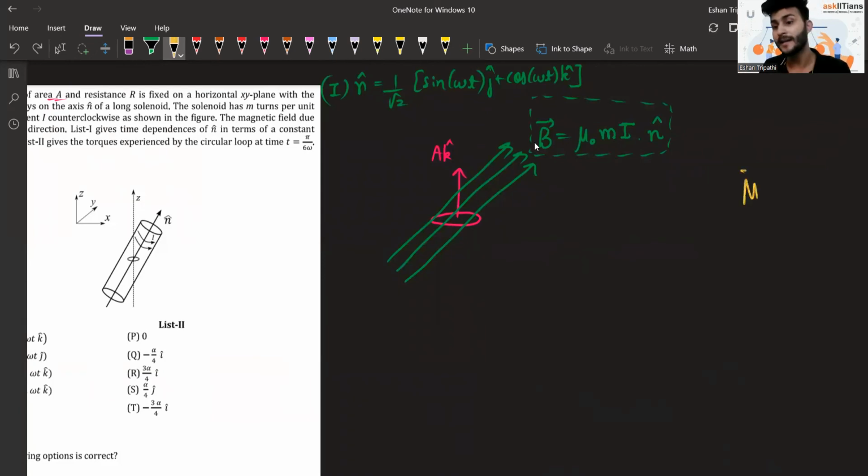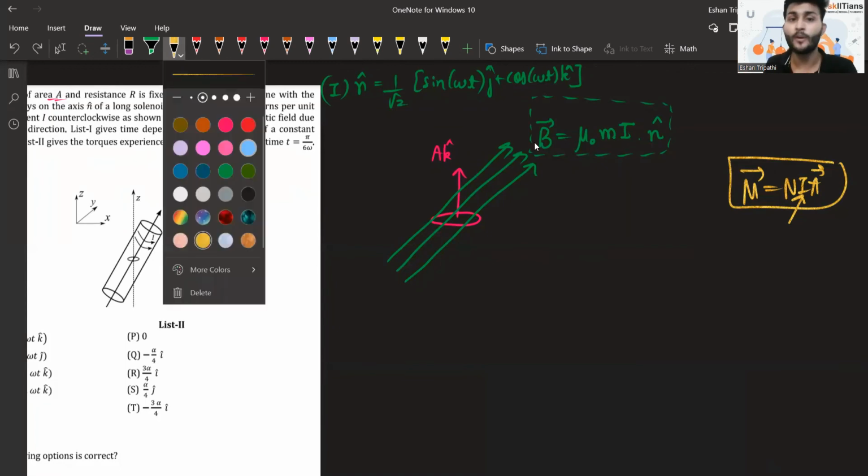Because if you know, magnetic moment is N into I into area vector. Unless there's a current, there will not be any torque or any magnetic moment. There's not given any current through it. So why would even current flow? It will flow because of electromagnetic induction.